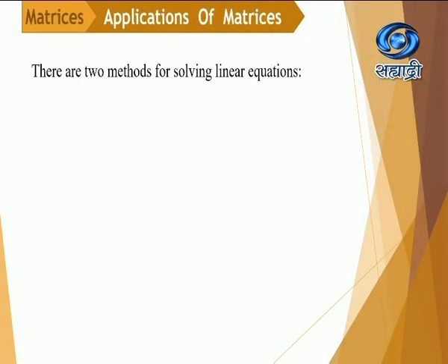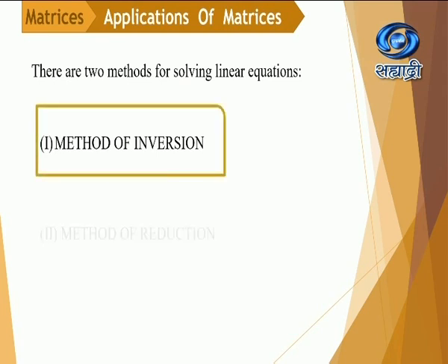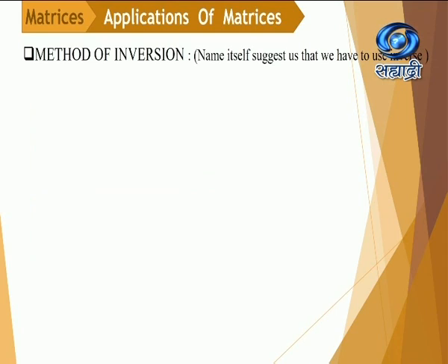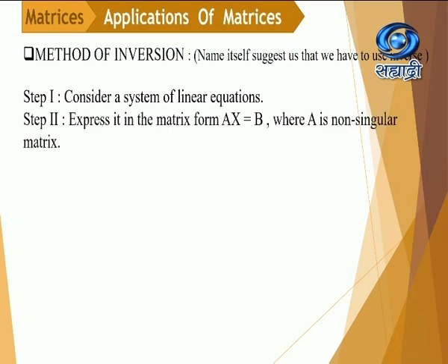Then to get the solution of a system of linear equations, there are two methods. First method is the method of inversion, and second method is the method of reduction. Let us start with the first method, the method of inversion. The name itself suggests that we have to use the inverse in this method. First step is consider a system of linear equations. Second, express it in the matrix form as AX equal to B, where A is a non-singular matrix.